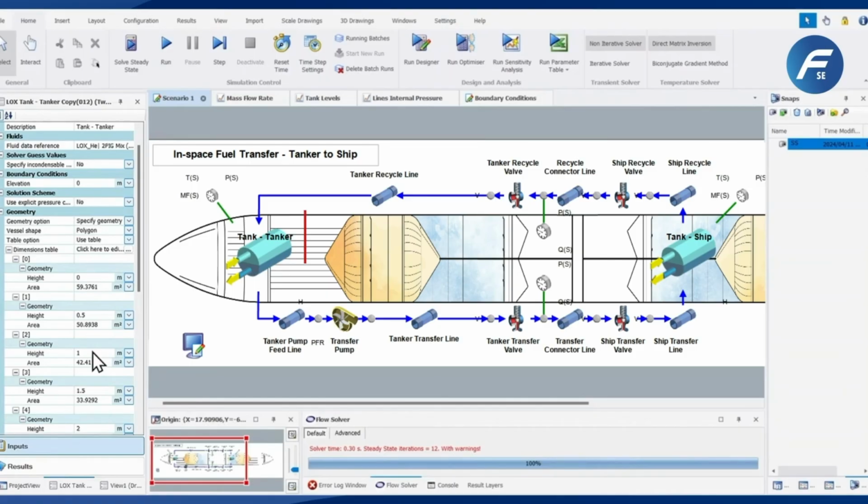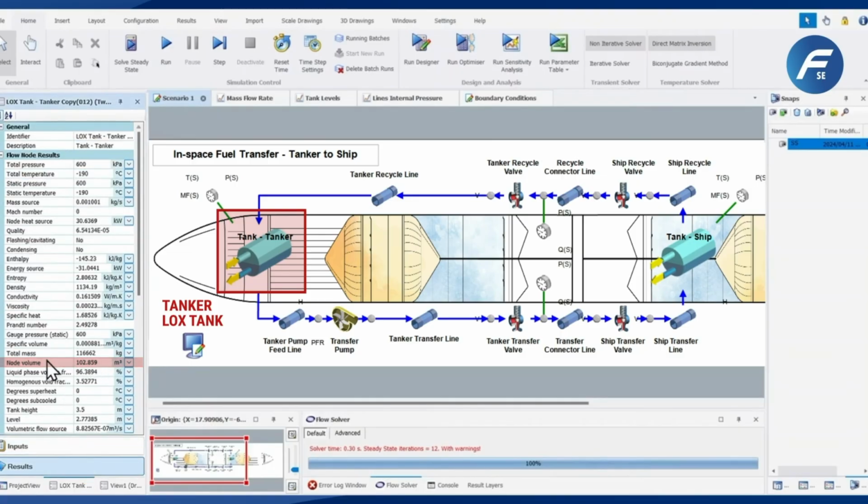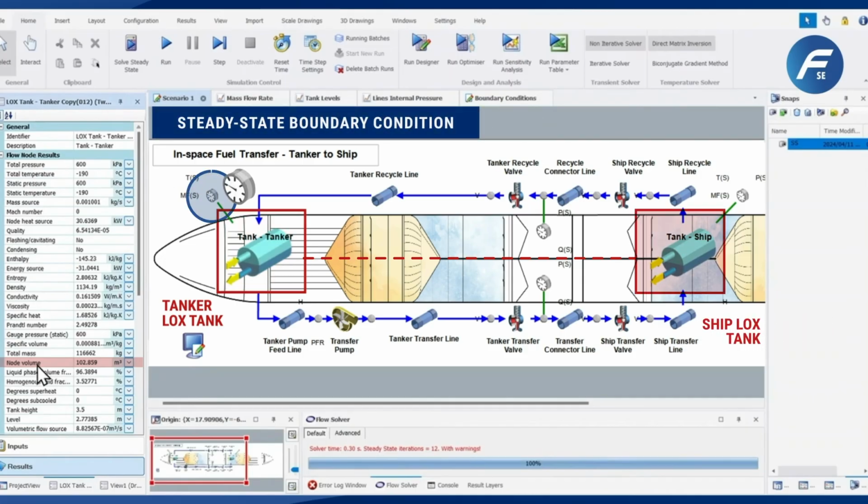logic. A two-phase tank component is used to model the ship's tank, a cylindrical tank with a volume of 103 cubic meters. All of this propellant must be transferred to the ship's tank. Initial conditions are set using a steady-state boundary condition.